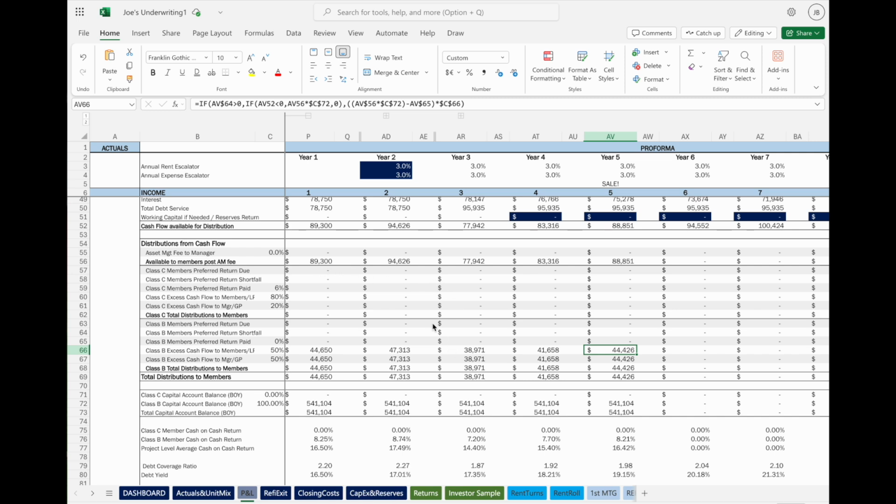89,300, depending on the first year. We go up to 94,77. So it changes as you go, but this is divided amongst all of your JV members. And remember, this is accounting for their money that they've invested in the deal.